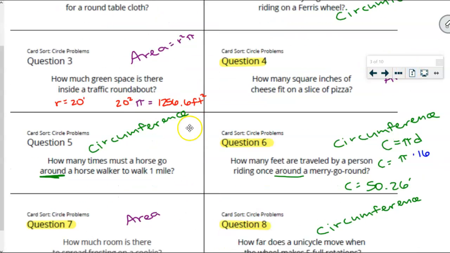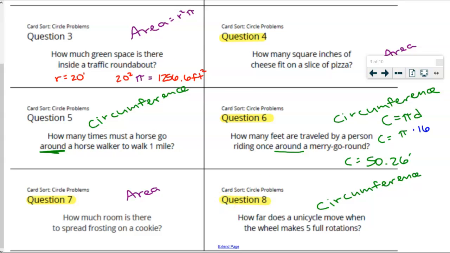How much room is there to spread frosting on a cookie? If I'm spreading frosting on a cookie, that's area, which means the measurement that I need to estimate is the radius, right? So what radius do you estimate for a cookie? What would you say, Zuri? Okay. A 2-foot cookie, I'd like to see that. But yeah, a 2-inch cookie, it's a small cookie, but yeah, a 2-inch cookie for a radius? No, that's a pretty good sized cookie. You're right. So the radius would be 2 inches.